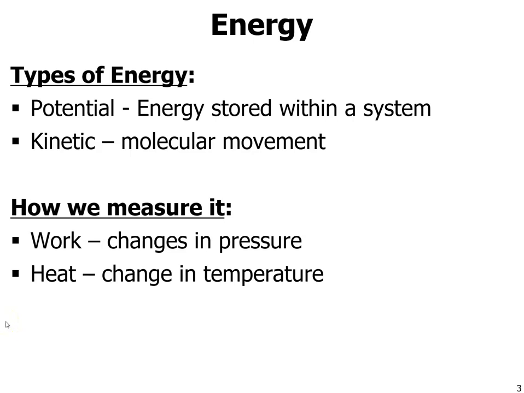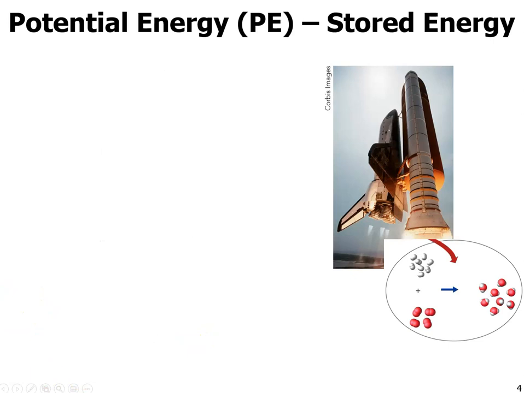How do we measure these things? One way that we can measure these types of energy is through work. So the changes in pressure can put work onto another object or move another object, for example. The other way that we can measure this is through heat. If we see changes in the temperature, then that is how we can measure the type of kinetic energy we have in a system. So let's look at this in a little more detail. But first, we're going to look at potential energy.